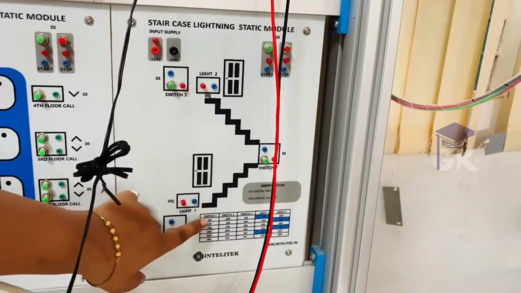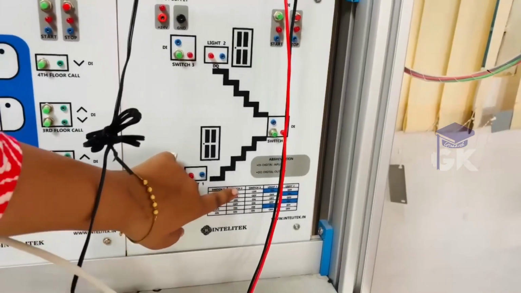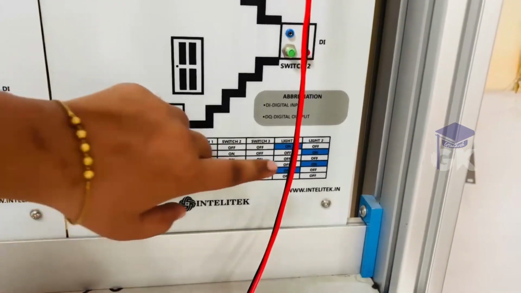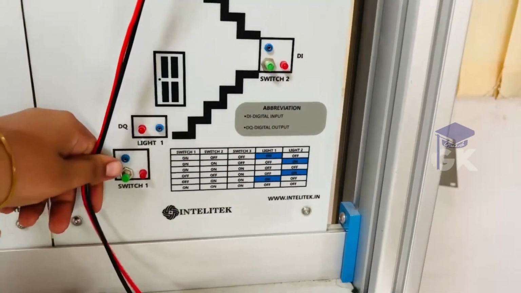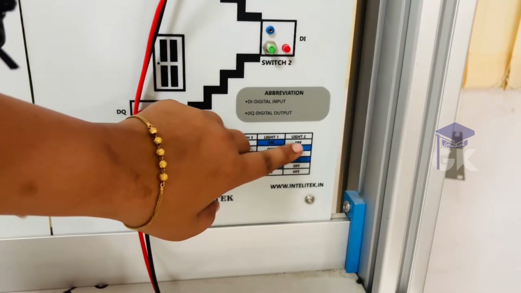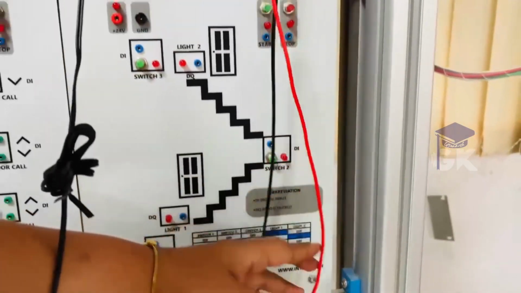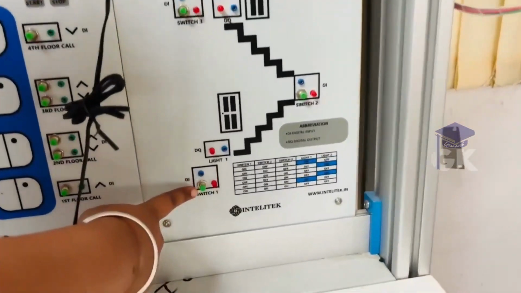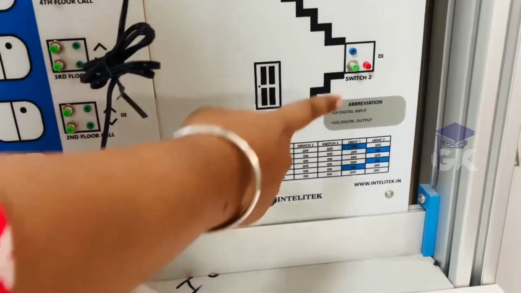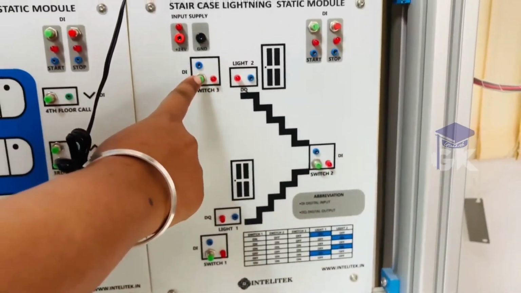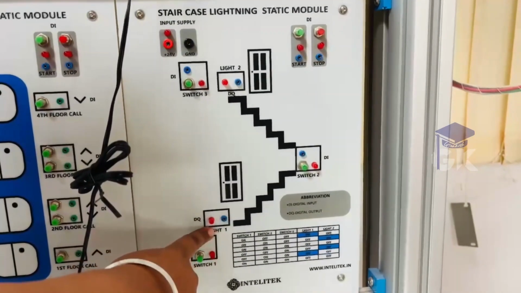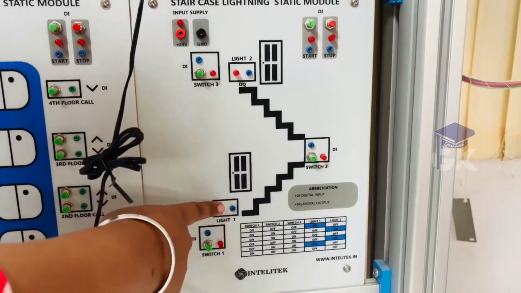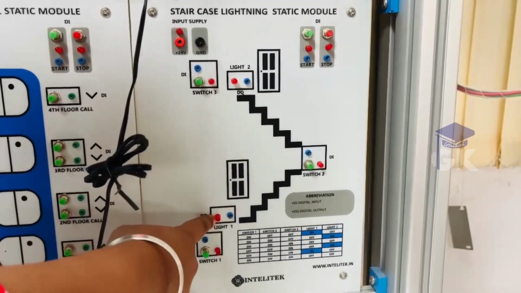So we have 3 switches, that is our 3 inputs, and 2 outputs. We have light 1 and light 2. Here we can observe that we have switch number 1, switch number 2 and switch number 3, and we have lamp 1. So when we are on the ground floor, we turn on the switch, so the ground floor lamp will turn on.